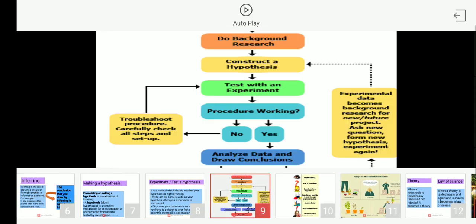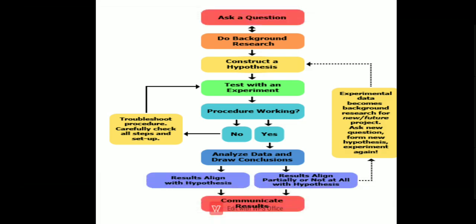Next is the experiment, and then you can have a flow chart over there. First you have a question, and then you do the background research, which means communication. Then you construct a hypothesis and test the hypothesis with the help of an experiment, right? If your experiment, meaning your procedure, is working, then you will analyze your data, form a conclusion and share it with your fellows. It means you will communicate your results.